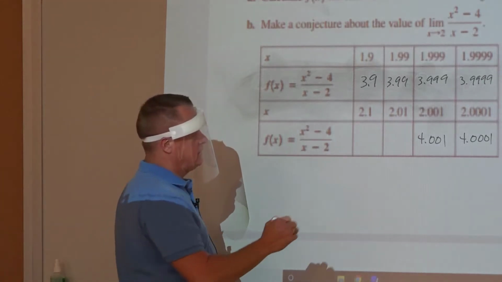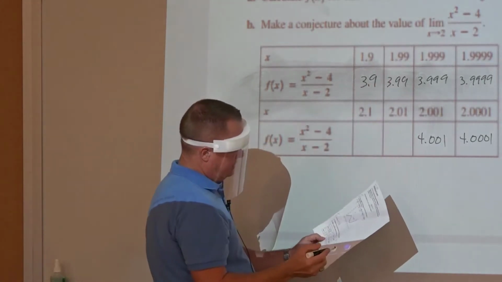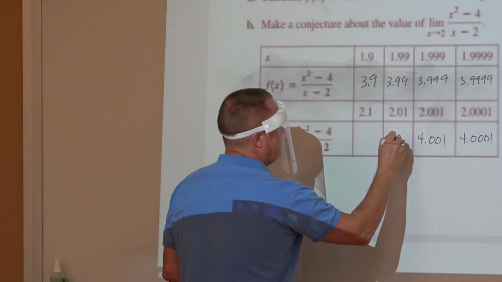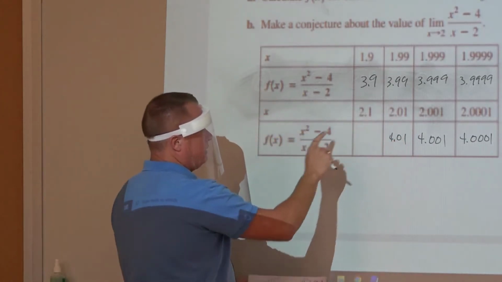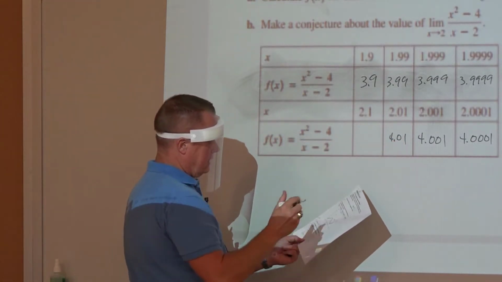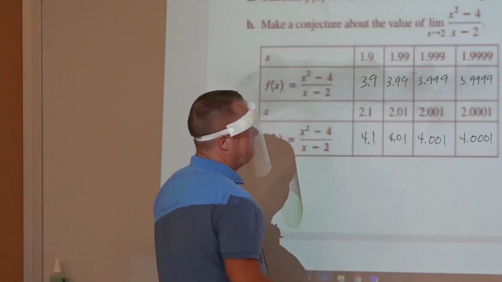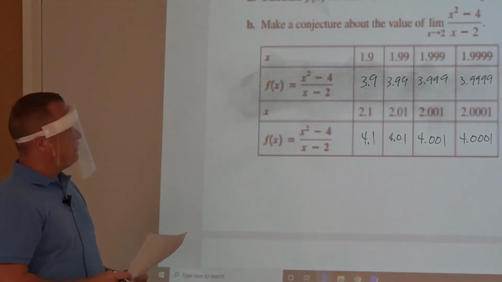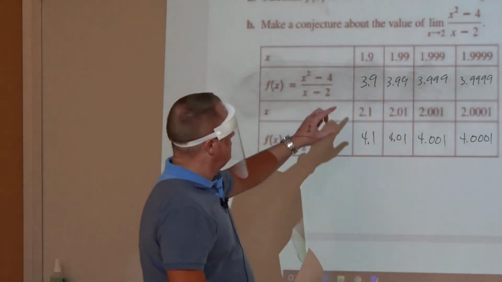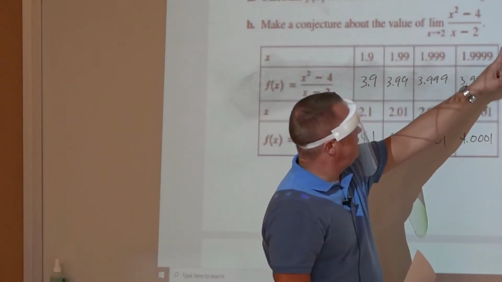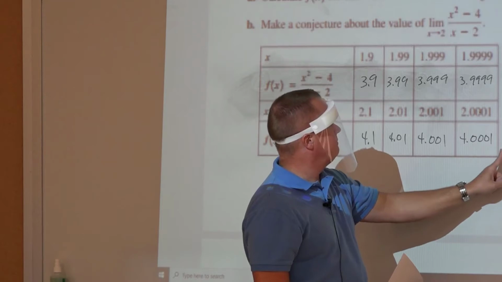If I put that one in for x, I get 4.001. If I put this one in for x, I get 4.01. If I put that one in for x, I get, well, I should have went the other way, but anyway, that's fine, 4.1. Okay? So this one here, 2 would be right here.